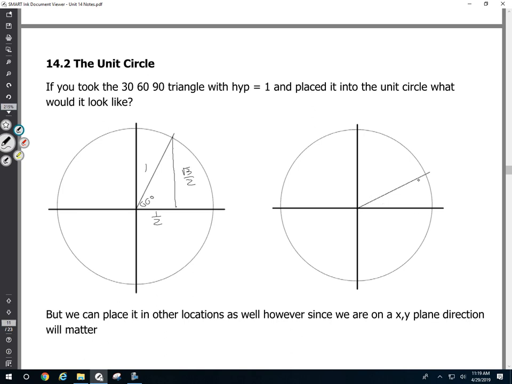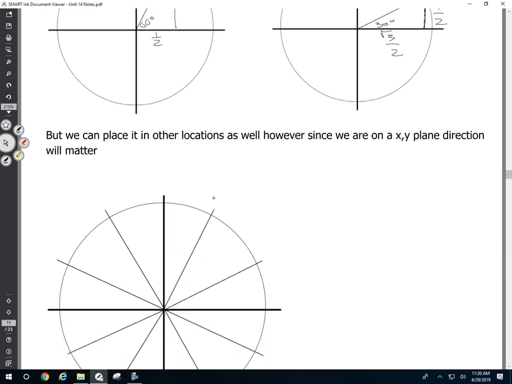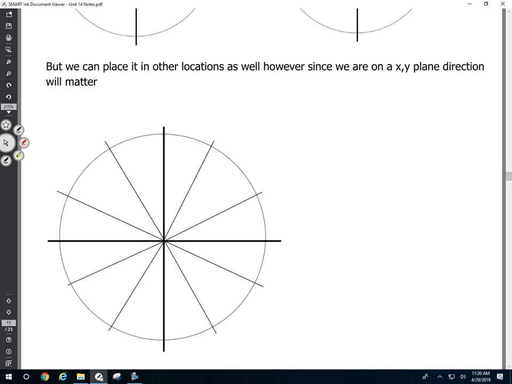I could throw a line going down like this, and if this was 30 degrees, I'd say, oh, okay, this is my shorter side, this is my longer side, with the hypotenuse of 1. Good with that? Right? It's just throwing a triangle inside a circle. Okay. We can throw these triangles in other locations, though.